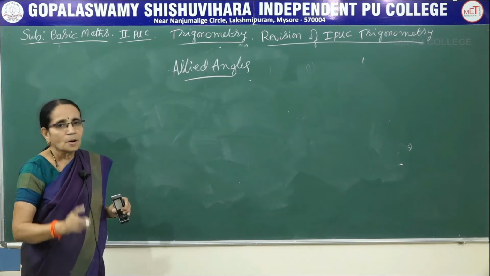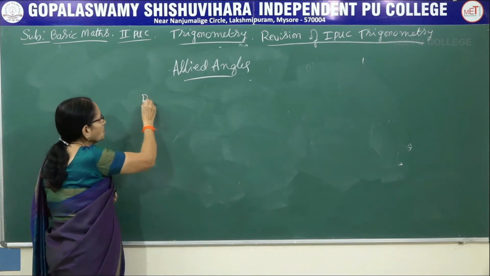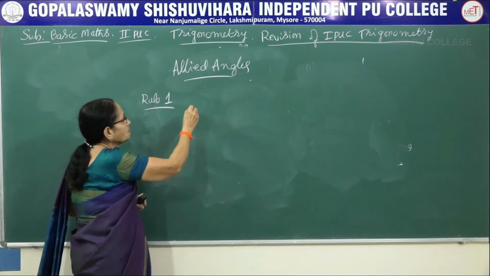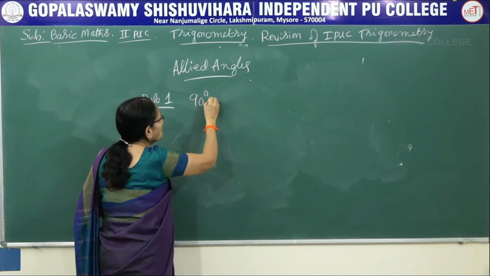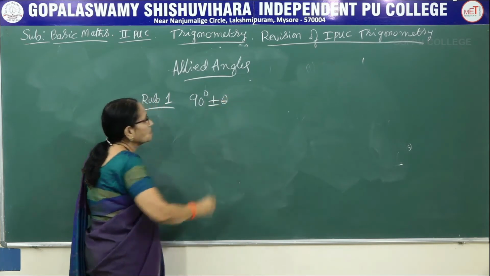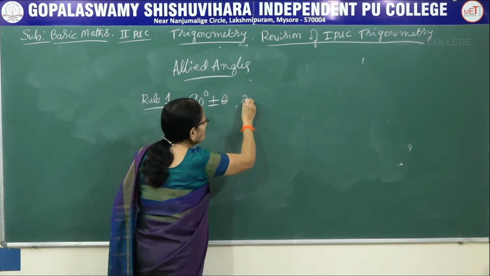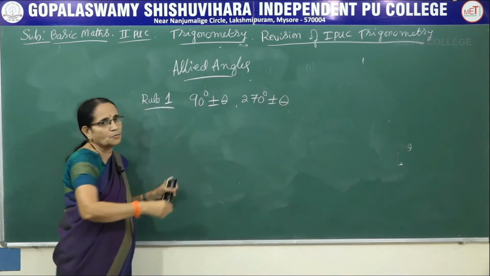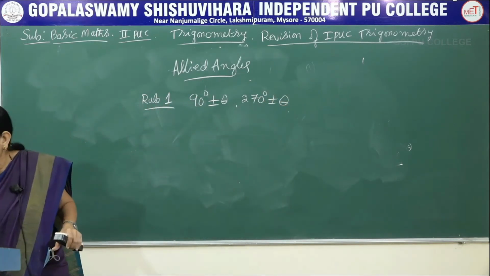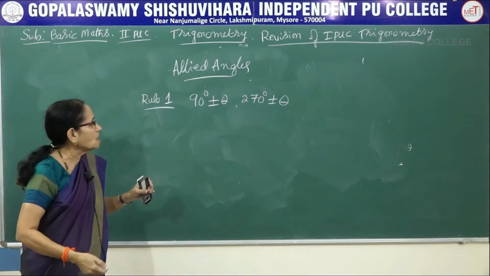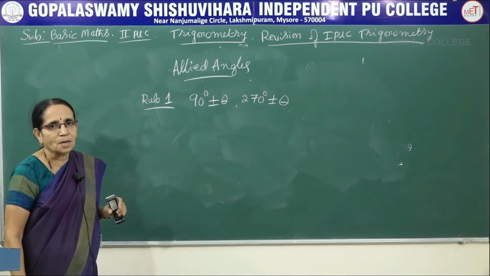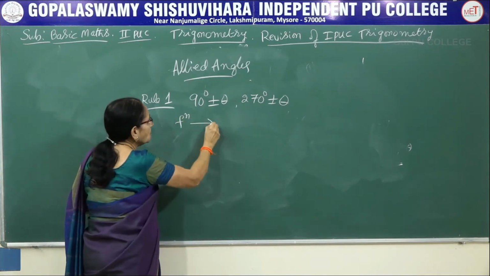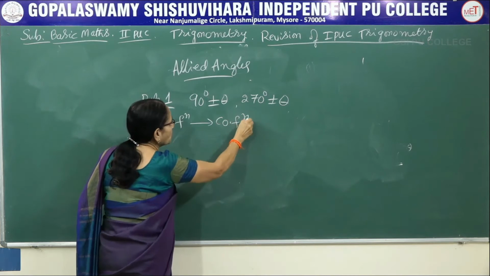Rule 1 is, suppose the angle is expressed as 90 plus or minus theta or 270 plus or minus theta, any one of this form. That is, it can be either 90 plus or minus theta or 270 plus or minus theta. Then the rule is, the function will be changed over to cofunction.